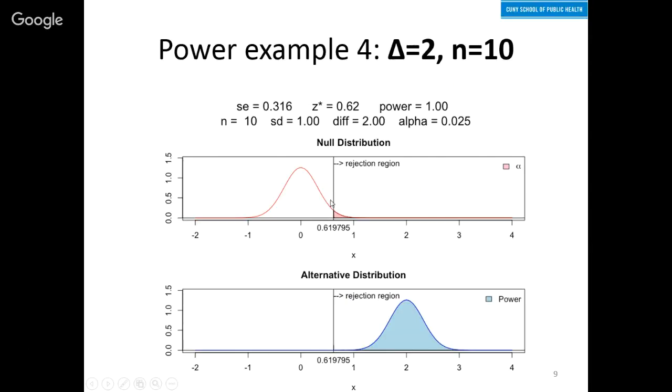So I'll continue. If this difference in means is 2, n equals 10, the null distribution is unchanged, right? But this alternative distribution, the one that we're assuming is true, is shifted all the way over to 2, and there's almost no probability that we're going to get a z-score of less than the rejection region of 0.62. So this has a power of 100%. This is, in fact, an overpowered study.